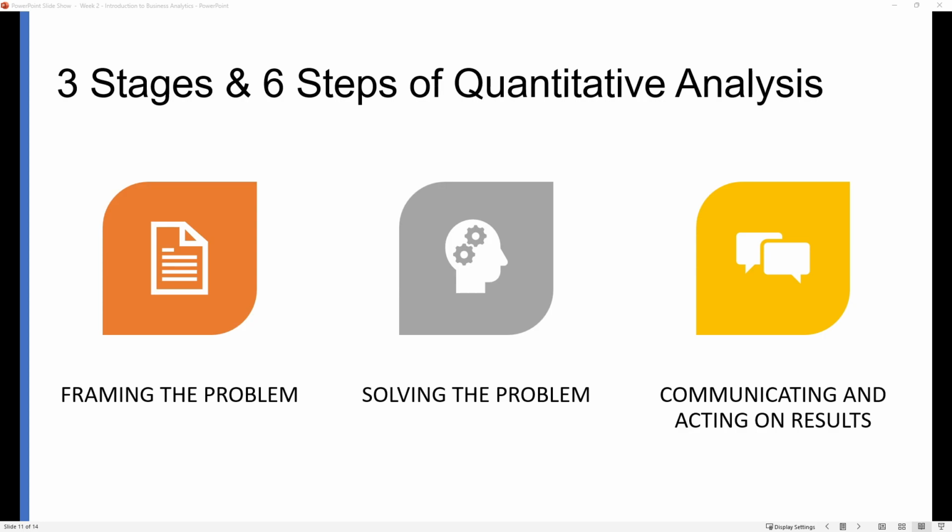So the 3 stages of this kind of analysis involve first framing the problem. I would include discovering the problem in that as well. Then the actual solving of the problem. This is the part that I think most people consider to be analytics, where you're actually using the tools and techniques to find a solution to the problem that you've framed. And then finally, communicating and acting on the results that you have found. And this last piece involves things like data visualization and giving a presentation.